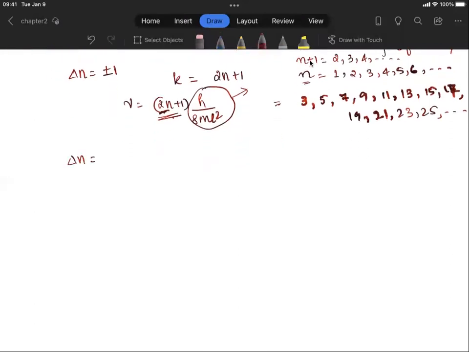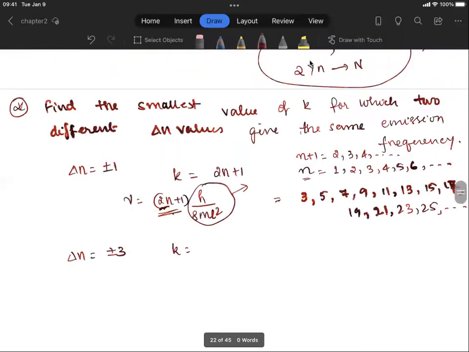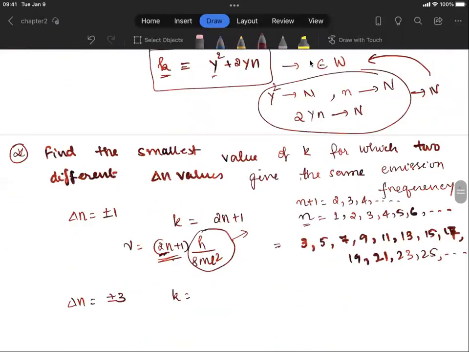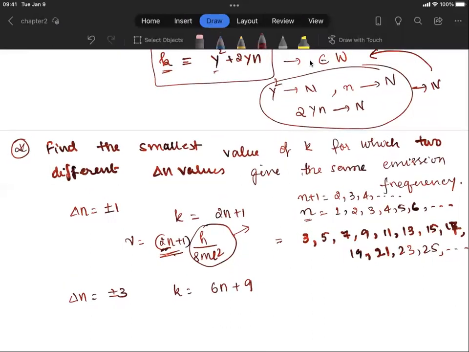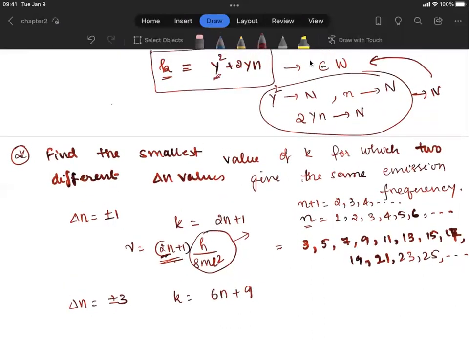Now, when delta n equals plus or minus 3, k would be equal to 6n plus 9. So if you have delta n equal to 3, that will give you k equal to 6n plus 9.